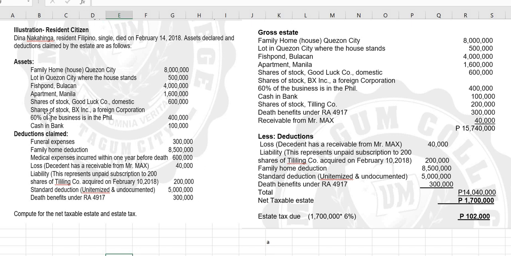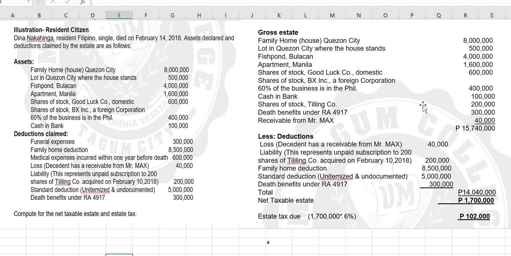So let's check if the decedent claimed the deductions correctly, and how much the gross estate is. What composes our gross estate? We have the family home, 8 million, and the lot in Quezon City, 500,000, so the house and lot is actually 8.5 million. Fish pond in Bulacan, 4 million. Apartment in Manila, 1.6 million. Shares of stock, domestic, included, 600,000. As for the shares of stock in a foreign corporation, the situs is without, but since the decedent is a resident citizen, it is taxable within and without. So it is included, 400,000. Cash in bank, 100,000.